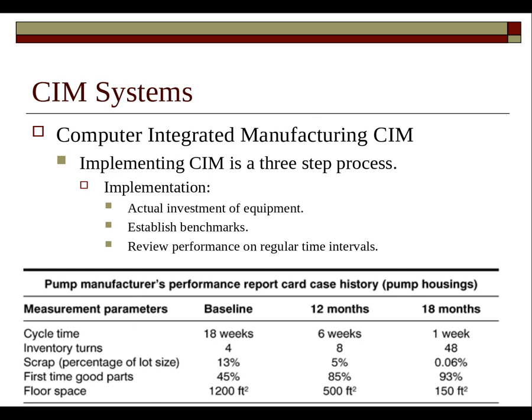So after another 6 months, we reevaluate, and you can see that we actually got the cycle time down to 1 week, and inventory turns up to 48. And so this was actually an example from a true company. This was out of the Reg book, Introduction to Robotics. This is where this table came from. But this was actually a real company, showing their improvement.